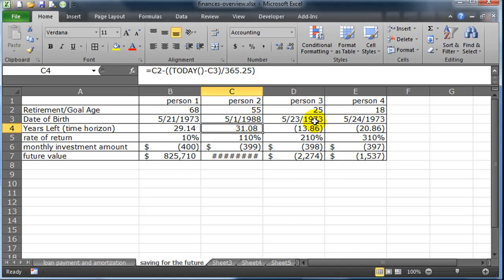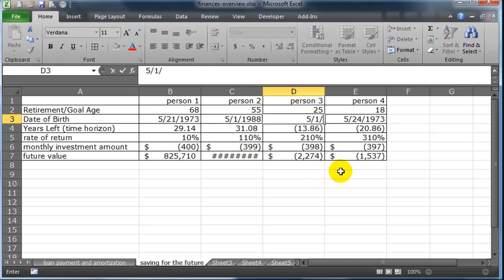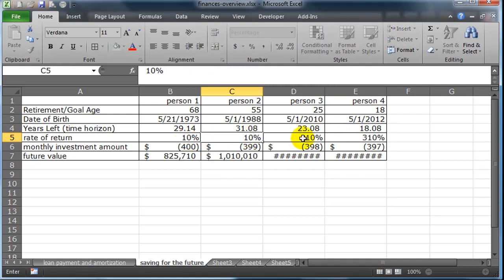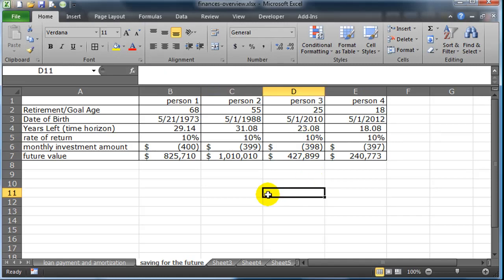Now let's see, person 3 and 4, these are younger goal ages. So let's assume these are maybe a parent setting this up for a child. And let's say the date of birth for this one is May 1st, 2010. Let's say this kid here is just a couple years old. And let's say this child is 5/1/2012. So the kid is not even born yet, but they're due in a couple months. So that's some early planning there. Now the rate of returns, I'll go ahead and plug in 10% for all of those. Okay. And now we can start to look at some situations that we've got here.